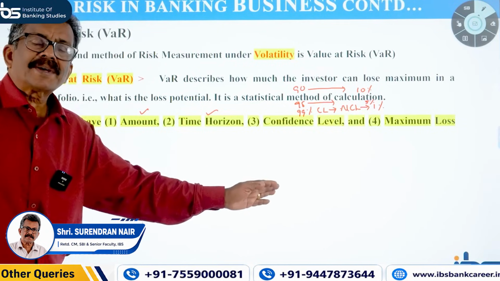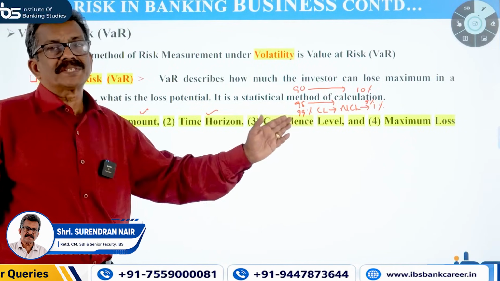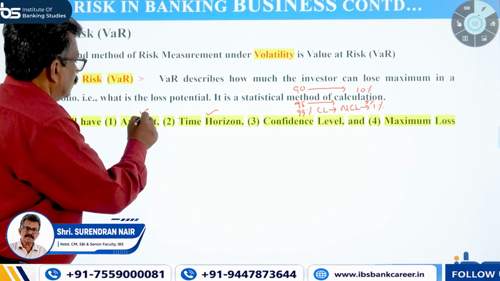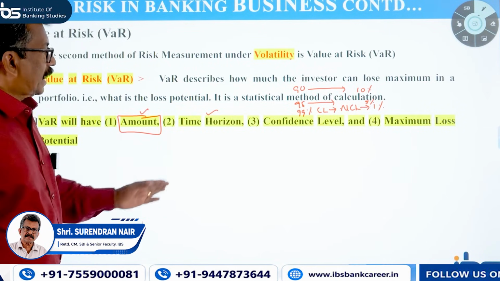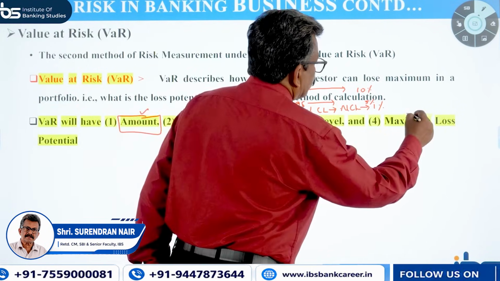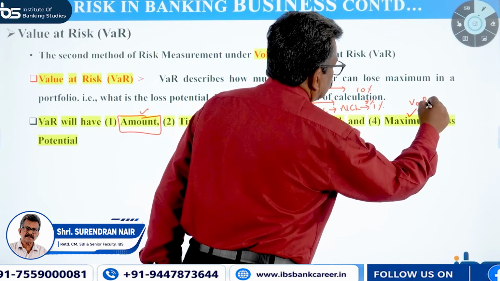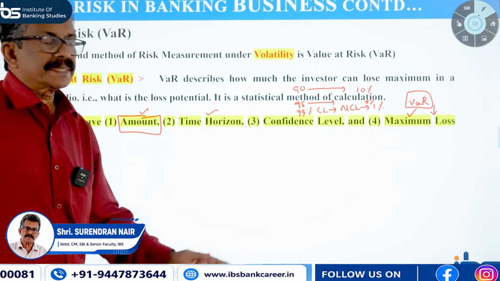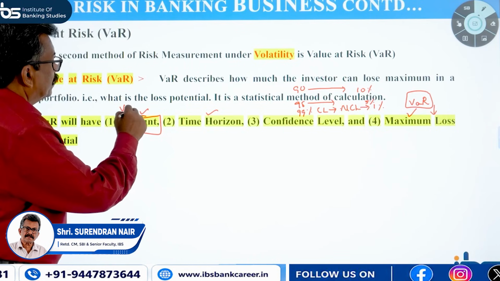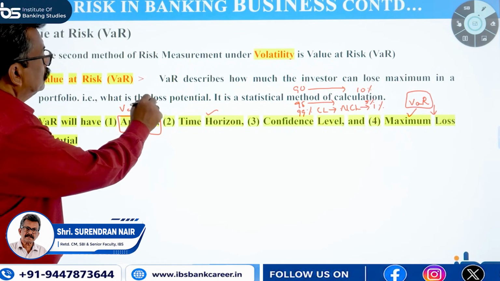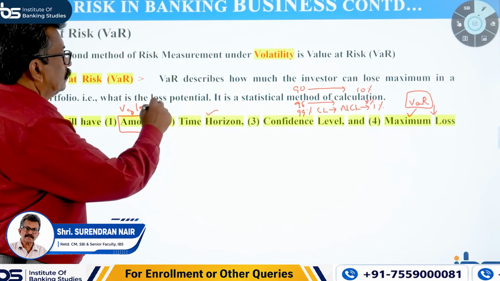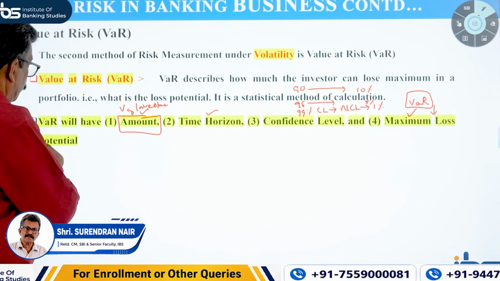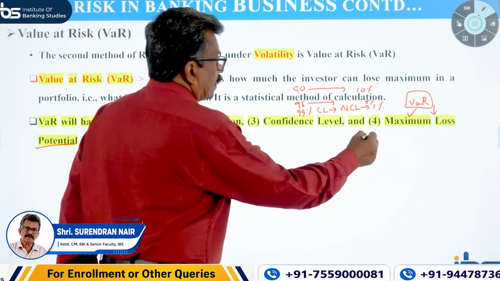So on comparing this, you can come to a conclusion. Which one is good, which one is bad, which one we will go for. So what is the confidence level? What is the amount of VaR? Time horizon, level and the maximum. This is the value at risk, VaR. Maximum loss, that is the value at risk. That is the maximum loss. This is the value of investment. This is the value at risk, maximum loss. Maximum loss potential is called value at risk.